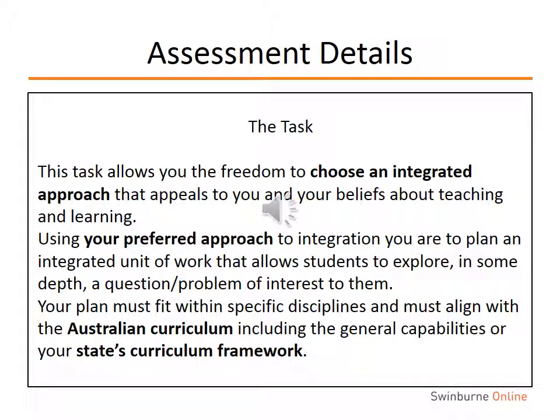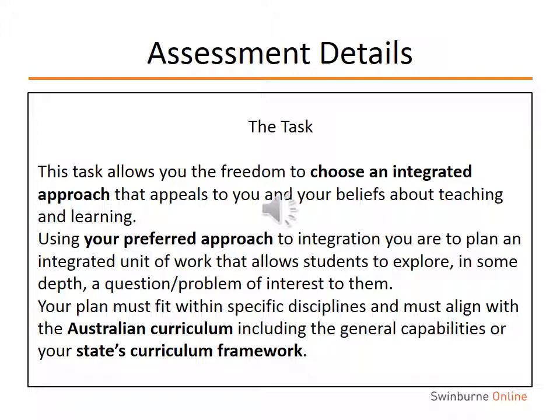As mentioned when I was talking about the rationale, this task allows you the freedom to choose your own approach that reflects you and your beliefs about teaching and learning. Using your preferred approach, you're going to plan a unit of work that allows students to explore a question or problem of interest to them.